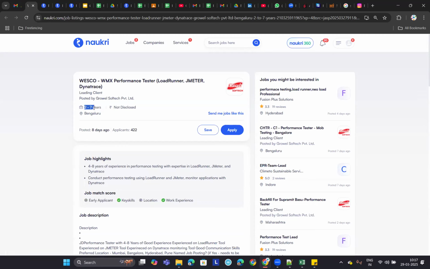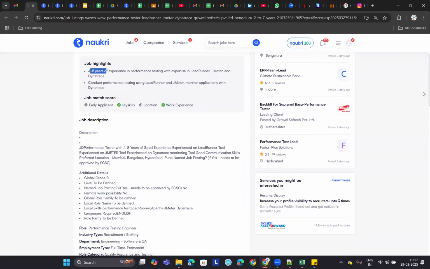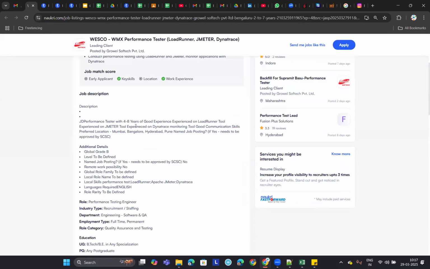These are openings for 2 to 7 years. They are having openings for 2 to 7 years. And of course, here they mentioned 4 to 8. You can still apply. Like if your CV is shortlisted, you can give a try. They are asking both LoadRunner and JMeter, right? Mumbai, Bangalore, Hyderabad, Pune, right?